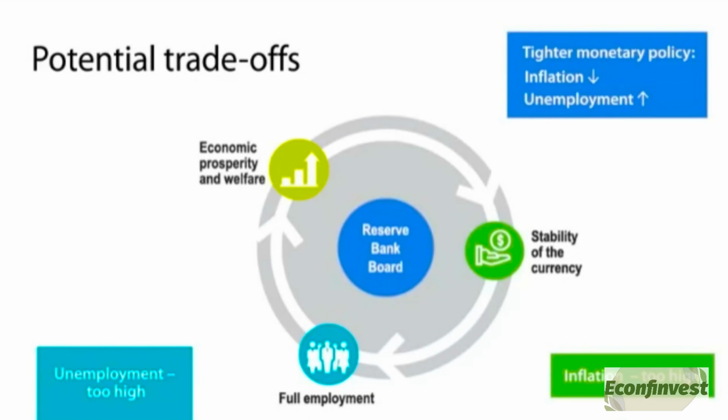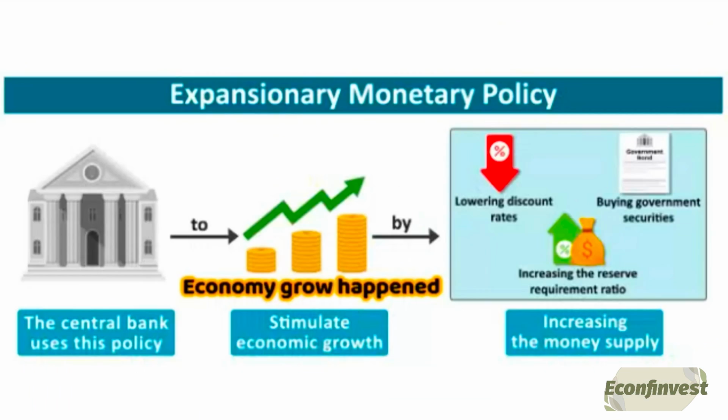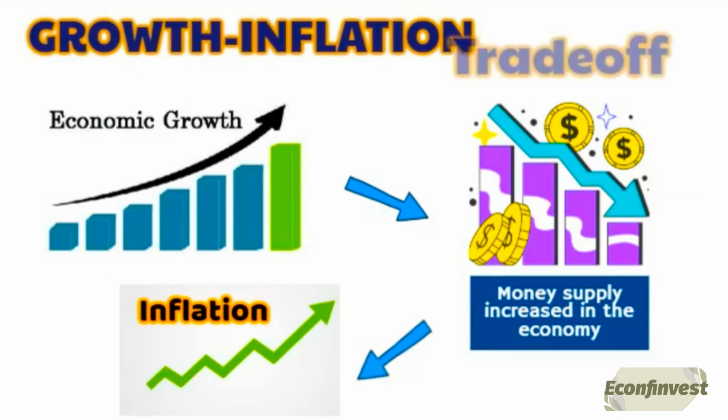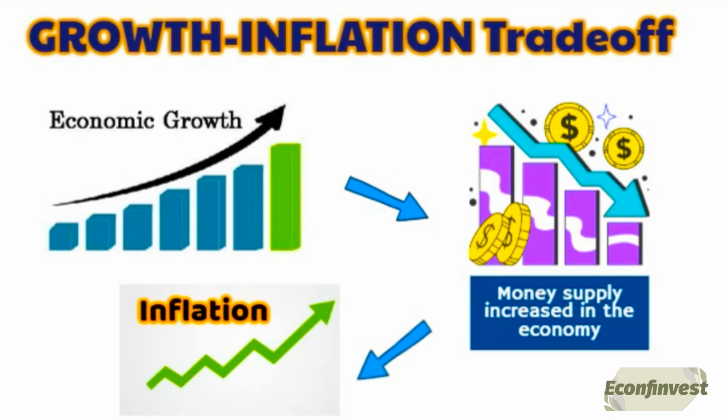What is monetary policy trade-off and policy mix? RBI's objective is to achieve economic welfare, currency stability, and full employment simultaneously. But the RBI cannot achieve all three objectives simultaneously using monetary policy. If RBI implements expansionary monetary policy for economic growth, it grows by increasing the money supply. Inflation also increases in the economy because economic growth will be driven by an increase in the money supply. As money supply increases, you will demand more. And if demand exceeds supply, inflation will increase. This is called growth-inflation trade-off, meaning that if there is economic growth, inflation will also increase.